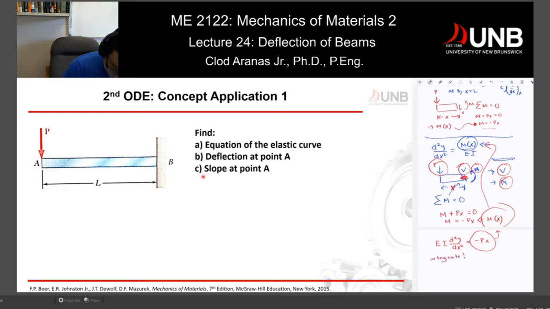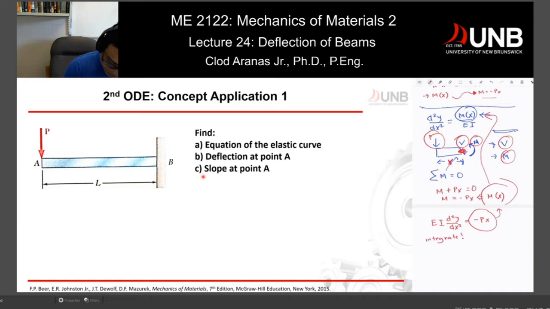And once we integrate this function right here, we're going to get EI, now this becomes dy over dx instead of squared, is now equal to, so now we're going to integrate this one. So I'm going to get negative 1/2 Px squared. So that becomes plus 1 right there, divided by 2 over there, plus C1. So now you have a constant of integration C sub 1.